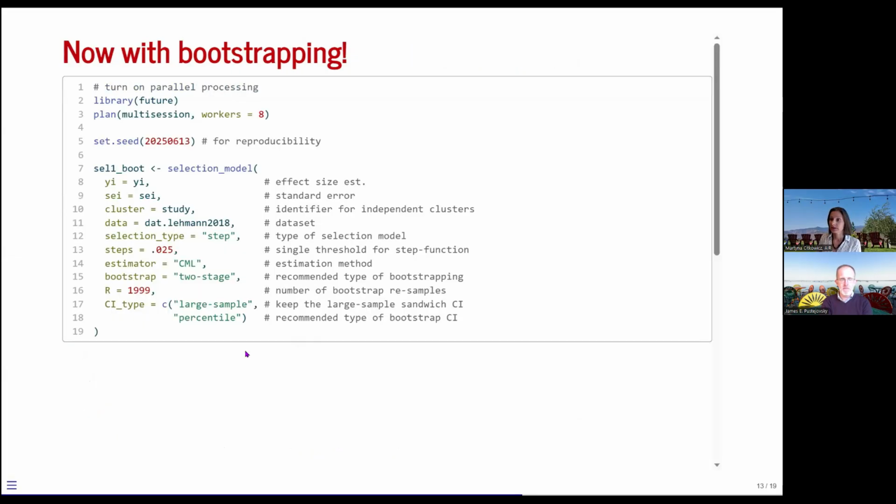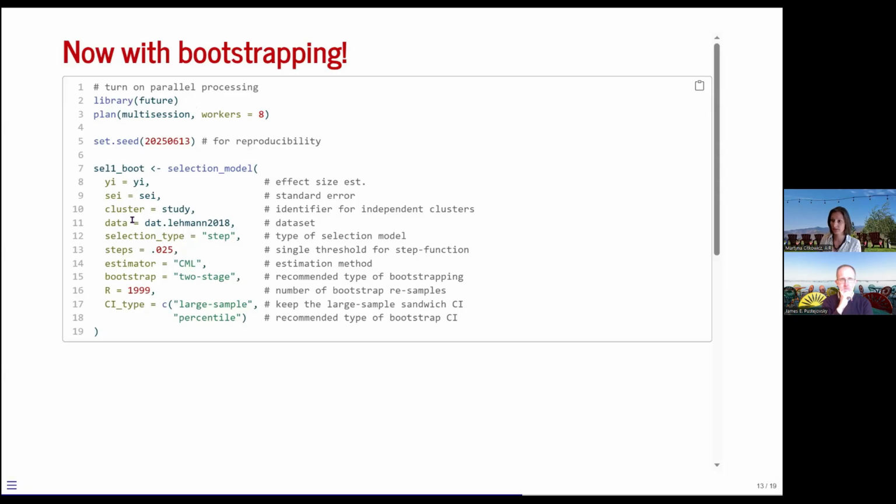Now let's try calculating our confidence intervals using bootstrapping. Bootstrapping does take quite a bit of processing power and time to run, so it can be helpful to turn on parallel bootstrapping, and you can do that using the future package as described here. We also recommend setting the seed to ensure reproducibility of your results.